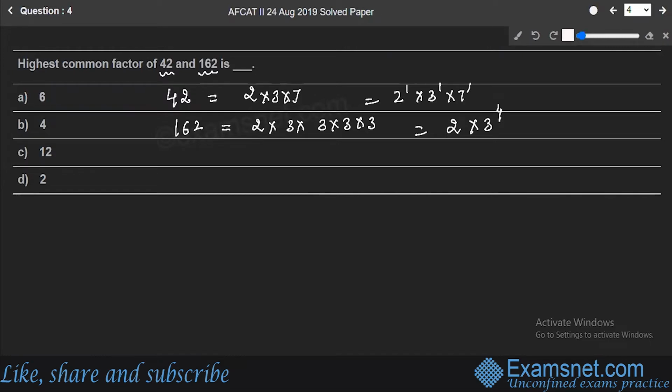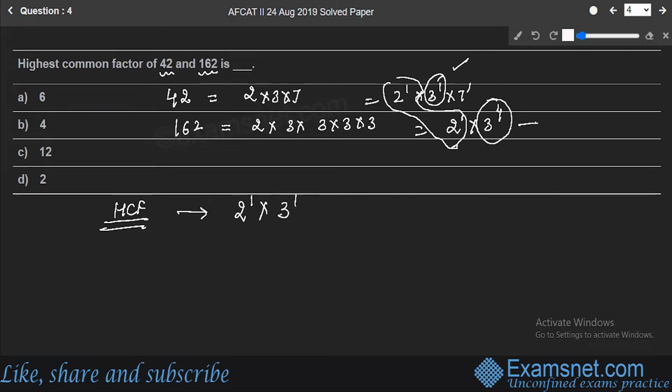So when you have to find out the HCF, we are going to pick up the smallest power of the given numbers. So here is 2 and here is 2 raised to power 1. The smallest one is 2 raised to power 1. Multiply by 3 raised to power 1, which is common in both. See, here is 3 raised to power 4 and here is 3 raised to power 1.